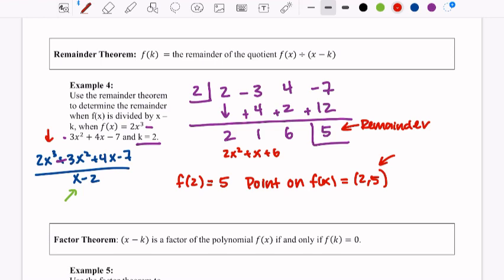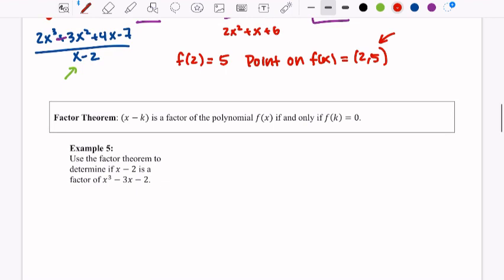Well, that's going to lead us into the factor theorem. The factor theorem says that x minus k is a factor of a polynomial f of x if and only if f of k is equal to 0. So that means that we want k, 0 to be a point on our graph. And that should make sense because x minus k is going to be a factor if our output value is 0, or if this value k is an x-intercept.